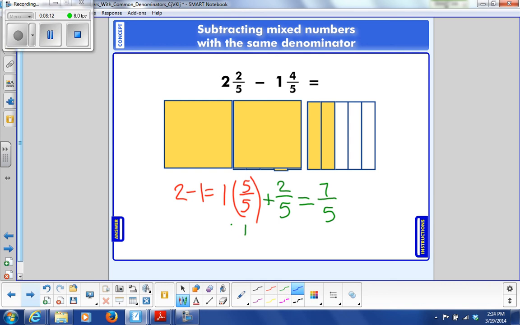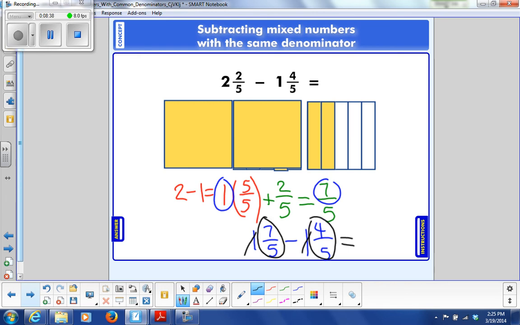Okay, so now I'll write it in blue. Now my new problem is going to be, let's erase this down here. It's going to be 1 and 7/5 minus 1 and 4/5. Okay, I know 1 minus 1 is 0, so those just cross each other out. So now I'm left with just these two numbers. 7/5 minus 4/5 is 3/5.